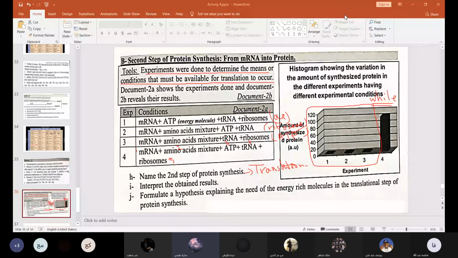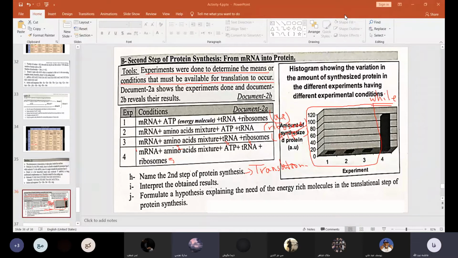In the third tube, there was mRNA plus amino acids plus tRNA plus ribosomes. While in the fourth experiment, there were all the conditions: mRNA plus amino acid mixture plus ATP plus tRNA plus ribosomes. The first 3 experiments showed 0 AU, 0 amount of synthesized protein, while the fourth experiment showed 100 AU, 100 amount of synthesized protein.